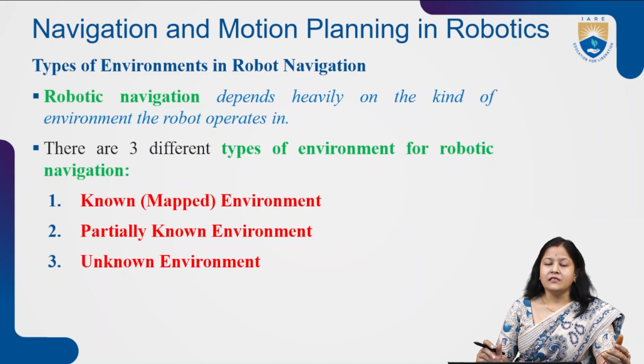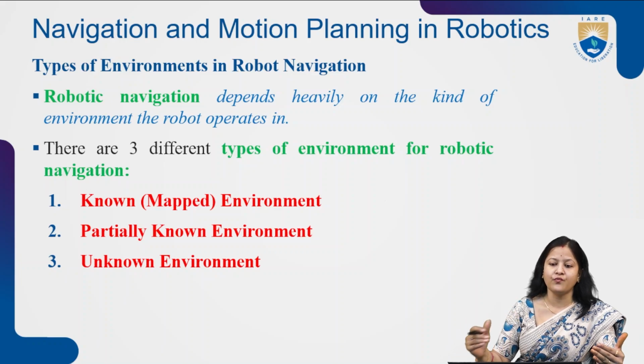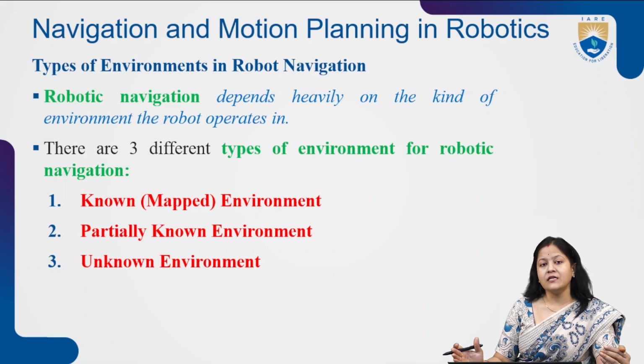Then let me discuss different types of environments in robotic navigation. As we have understood the meaning of navigation, that means the exploration of the path, and for the exploration it has to find the correct path starting from the initial position to the destination location without colliding with any obstacle.